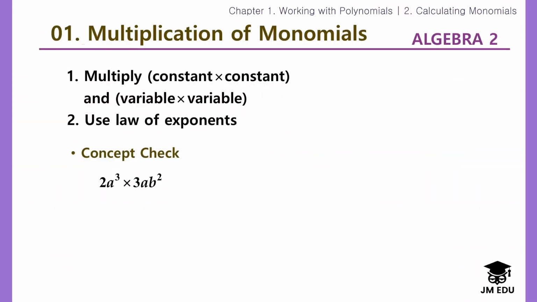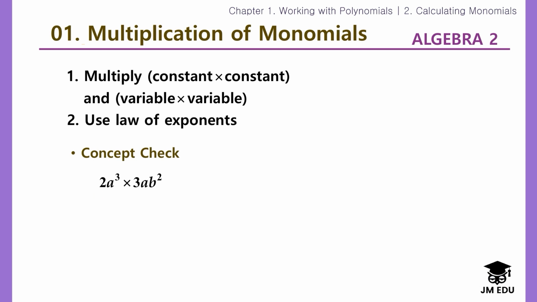In this lesson, we're going to talk about multiplication of monomials. When we multiply two or more monomials, we can multiply constant by constant, number by number, and variable by variable. We can always use the law of exponents if necessary. Okay, let's look at the concept check problem.